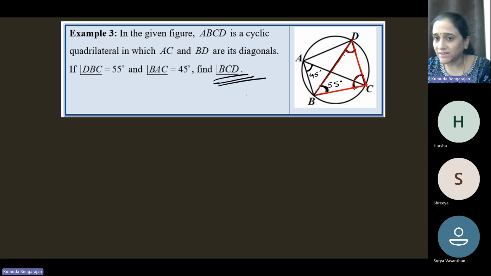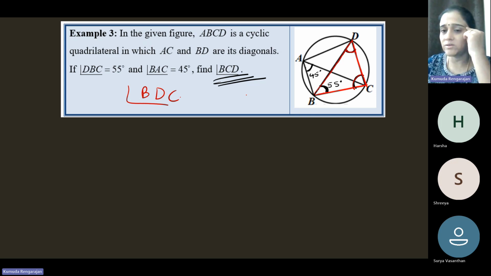And if you want to find this angle, just try to name that angle. What do you call this angle? BDC. Angle BDC. So in your mind, you want to find this angle BDC. So write another angle which rhymes with this, BDC. Is there any other angle that rhymes with this? Very good. BAC. BAC rhymes with BDC.